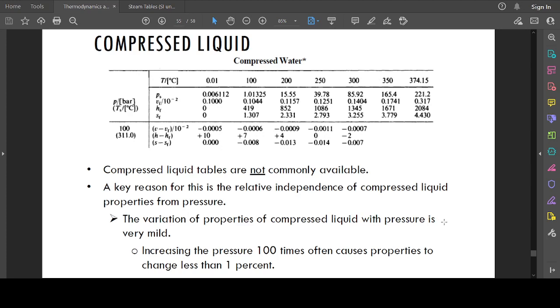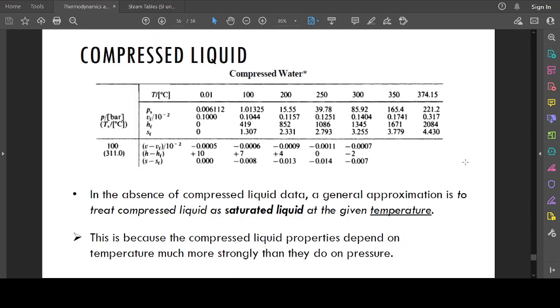so compressed water, compressed liquid. For compressed liquid, tables are not commonly available. The key reason for this is the relative independence of compressed liquid properties from pressure. The variation of properties of compressed liquid with pressure is very mild. Increasing the pressure 100 times often causes properties to change less than 1%. So in absence of the compressed liquid data, a general approximation is to treat compressed liquid as saturated liquid at the given temperature. Okay, and this is because the compressed liquid properties depend on temperature much more strongly than they do on pressure.